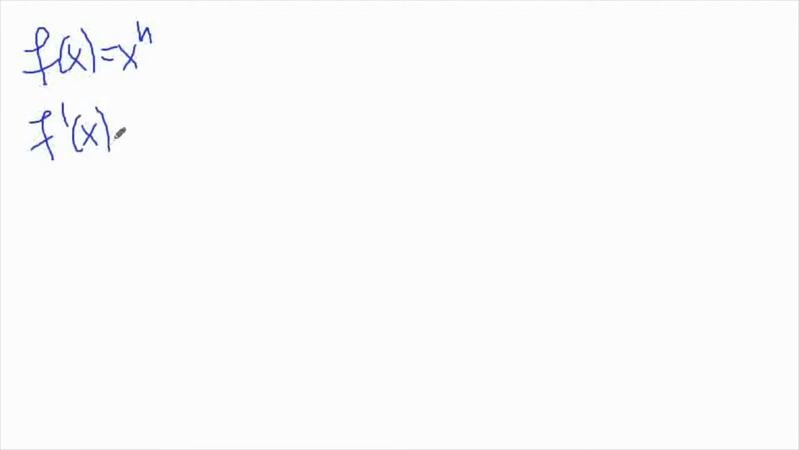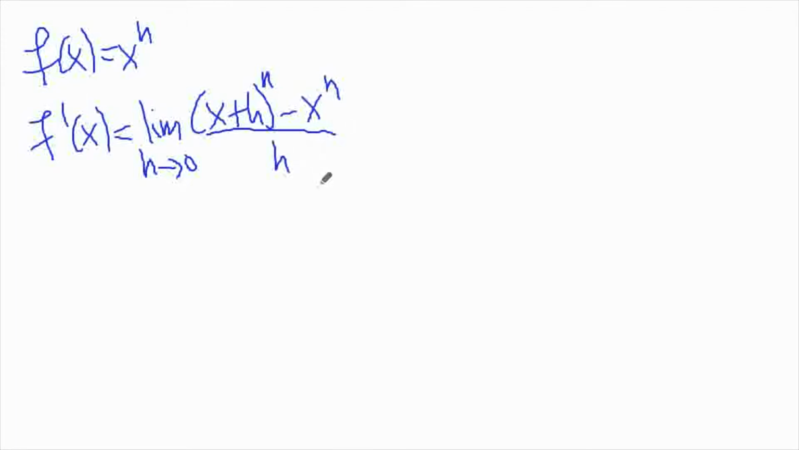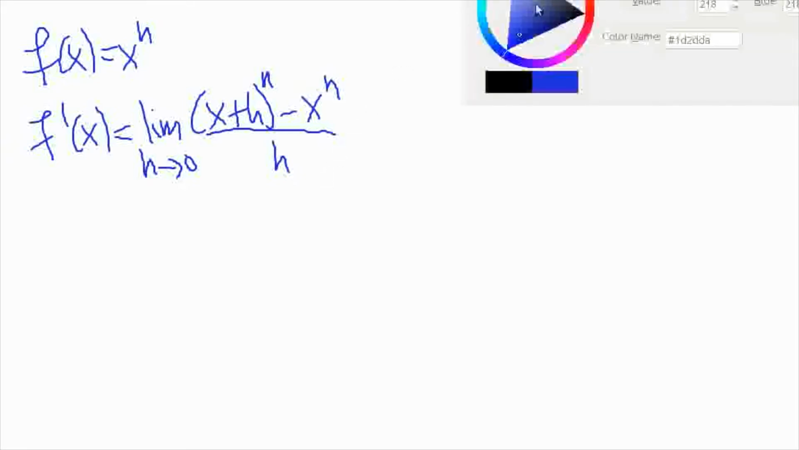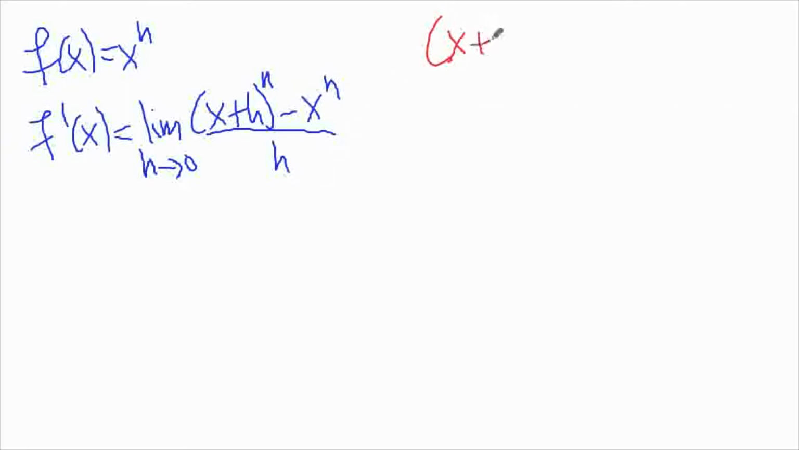The derivative of x to the n would be the limit as h goes to 0 of x plus h to the n minus x to the n over h. Now, in order to simplify that and understand what's going to happen, we need to talk about x plus h to the n. Okay, there's two ways that I can think of to understand this expansion. You might know something called Pascal's triangle. You can Google that if you've never heard of Pascal's triangle. You can also Google what's called the binomial theorem.